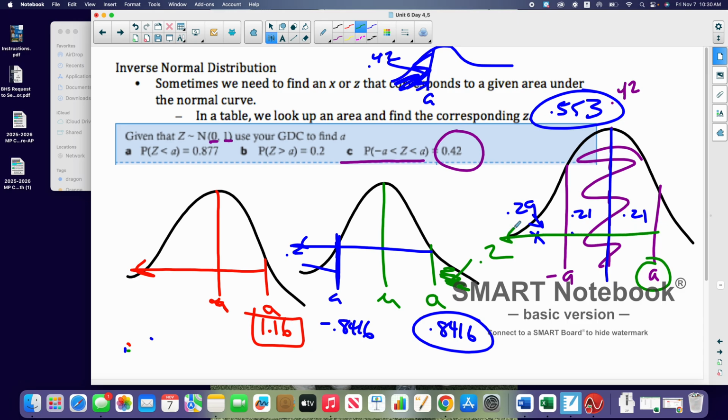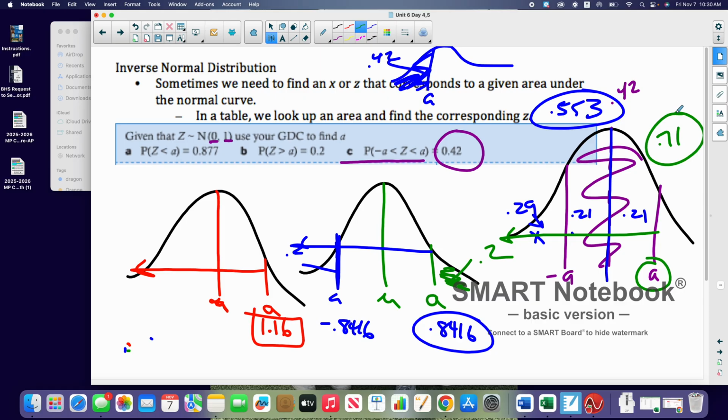All of it? How much is all that? 42 plus the 29 is 71. So A is the 71st percentile. Negative A would be the 29th percentile, and I could use either one of those to get what A is. Everybody okay with that? You do not have to do all of that.